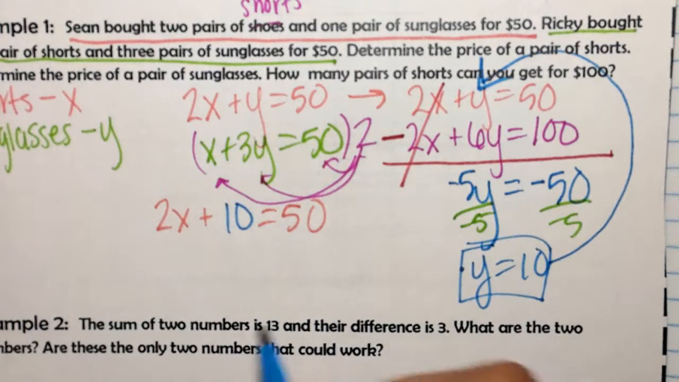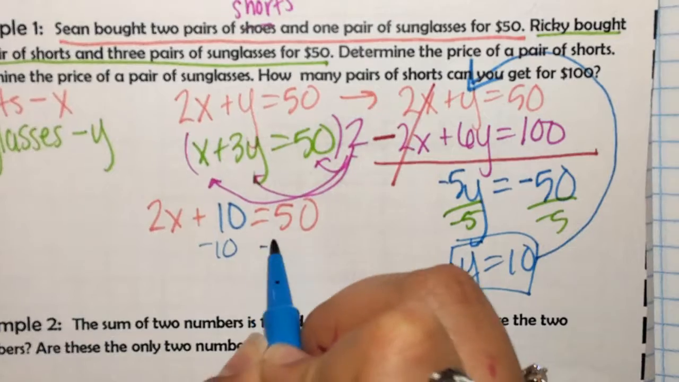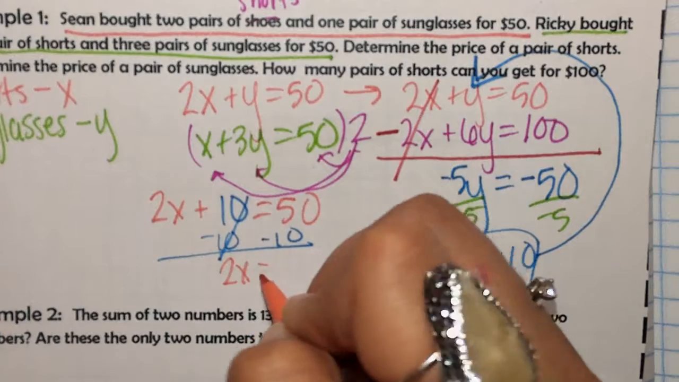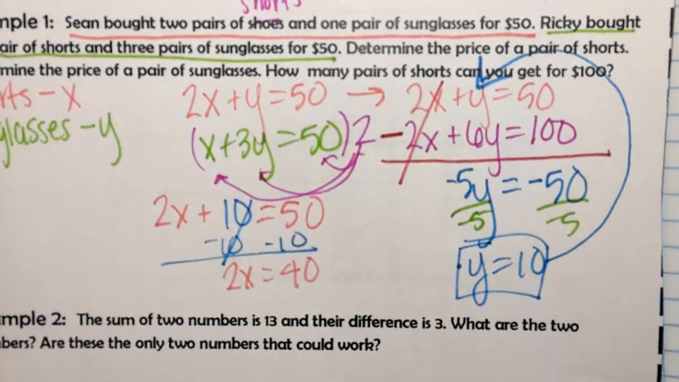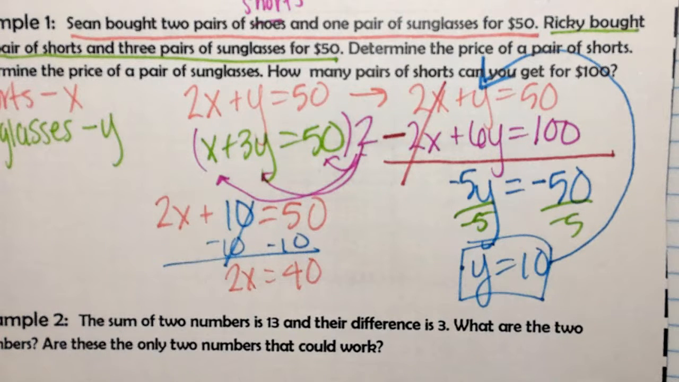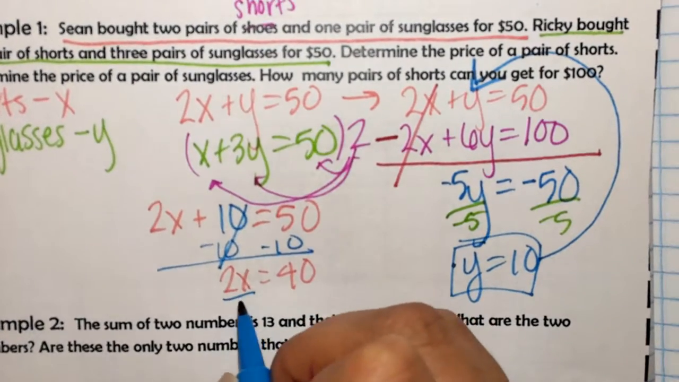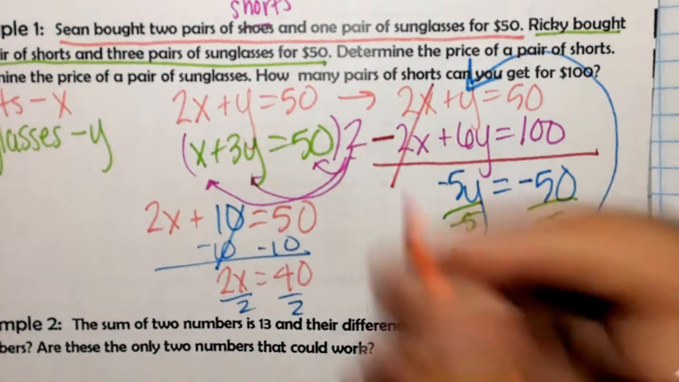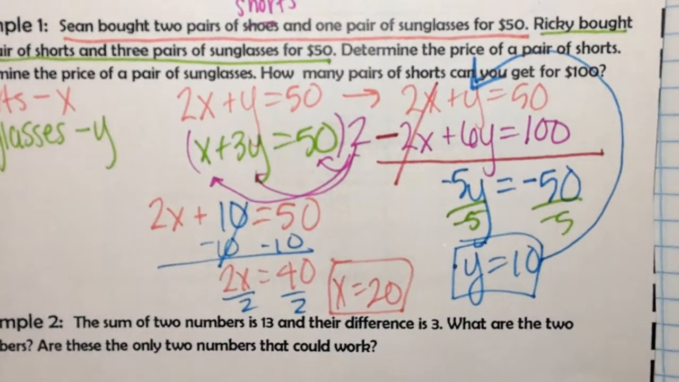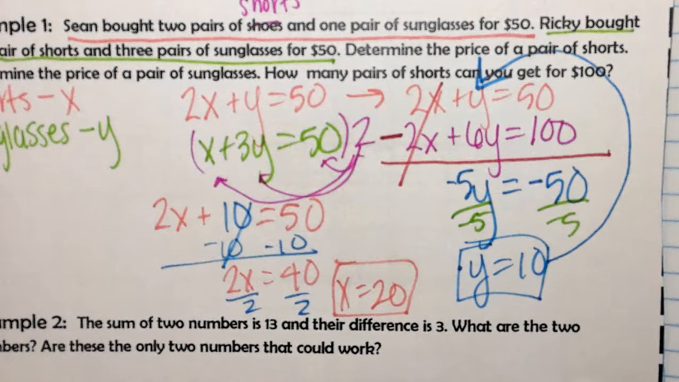Tell me what I do now. Divide it on both sides. 40 divided by 2 is 20. I said divide, 40 divided by 2 is 20. You didn't hear me? The entire equation. I did not mumble.